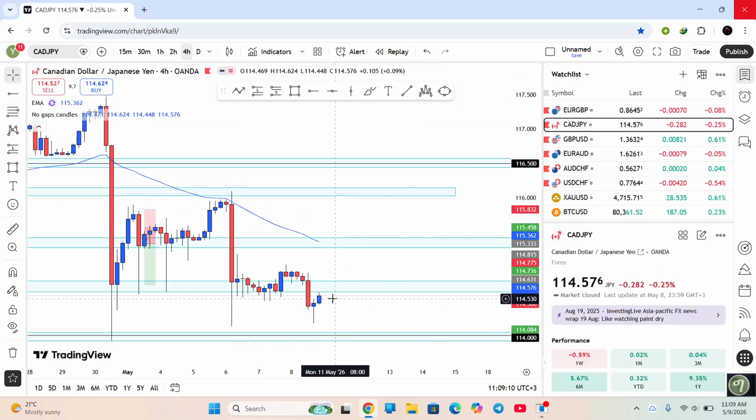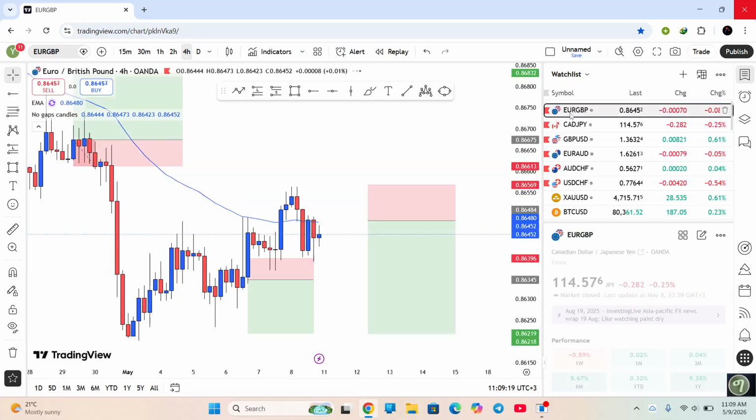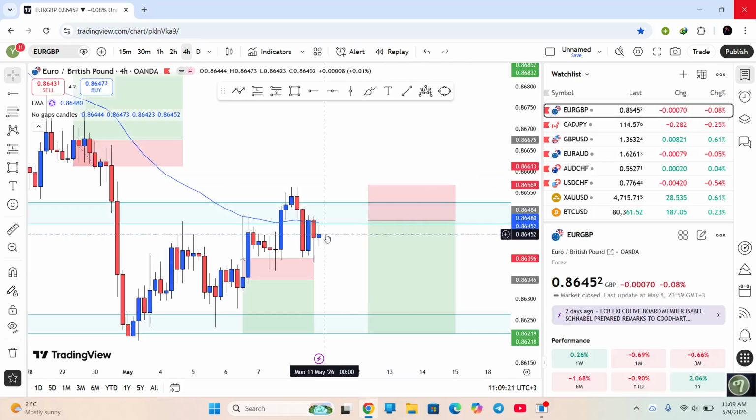CAD JPY, deeper pullback to this area of interest, then some kind of bearish rejection to happen on this area of interest to take the trade to the downside. And lastly, Euro GBP, some kind of bullish pullback to retest the 4-hour EMA, the area of interest, then I'll wait for some kind of bearish candlestick to form on the 4-hour time frame and to take the trade to the downside.